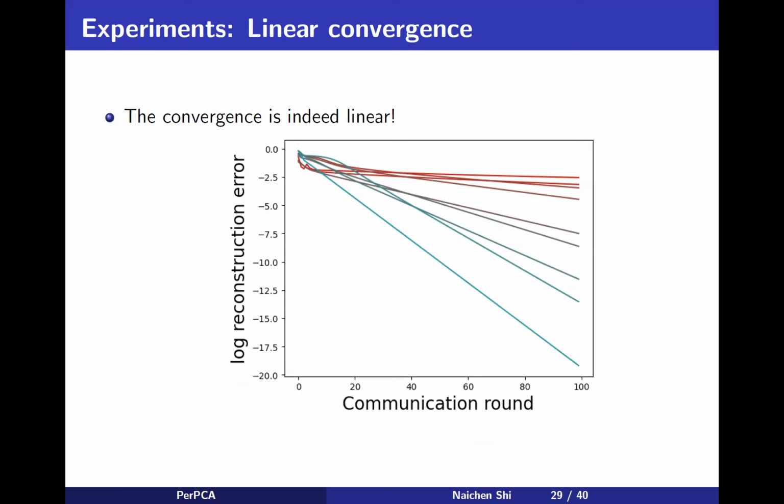Also, the bluer line indicates the theta is larger. We can see that the line is also steeper, which indicates the convergence is faster. So larger theta means faster convergence. This is also consistent with our convergence theory.